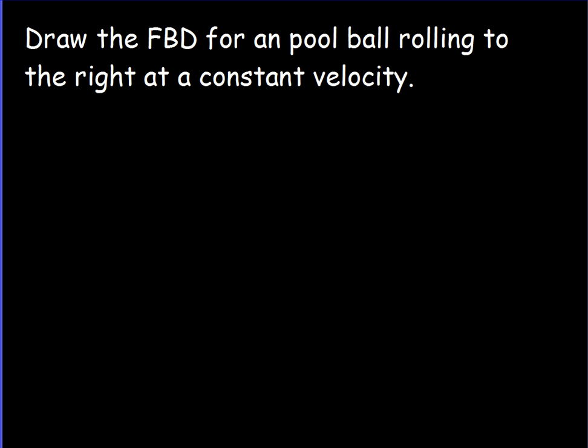Now let's review the problems. Suppose I want to draw a free body diagram for a pool ball rolling to the right at constant velocity. Okay. We always have Fg going down and Fn going up. We have a normal force because there's contact. Constant velocity. Remember what constant velocity means? It means acceleration 0, which means you write A equals 0.